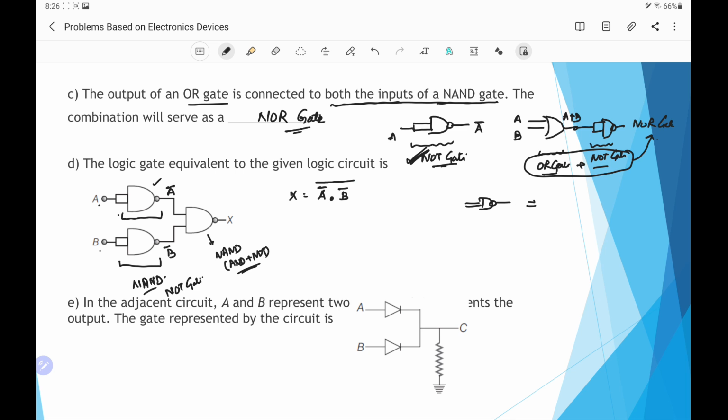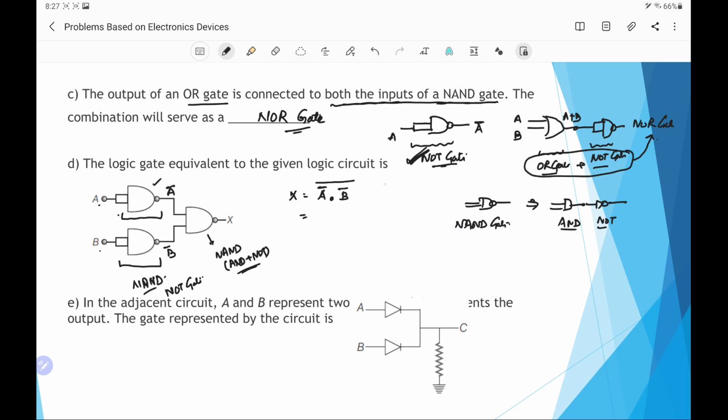A NAND gate may be represented as an AND gate. This is the AND gate, and it is further having a NOT gate. AND gate and NOT gate. In this sequence, we will have the NAND gate.